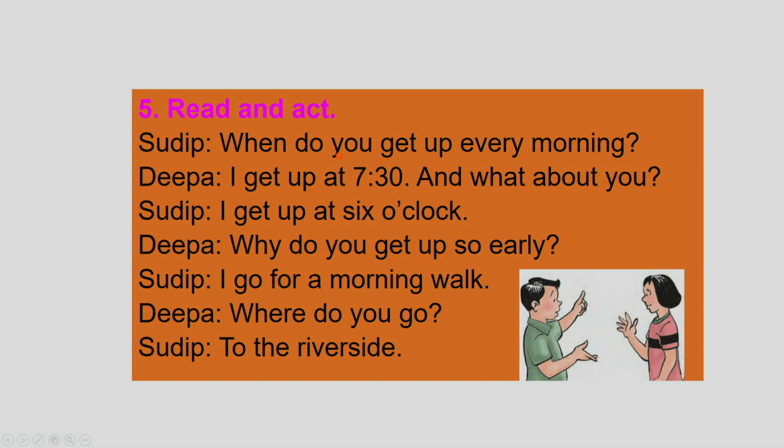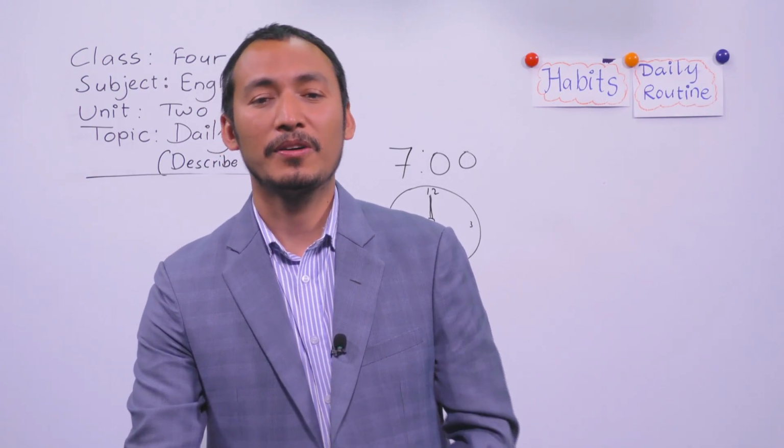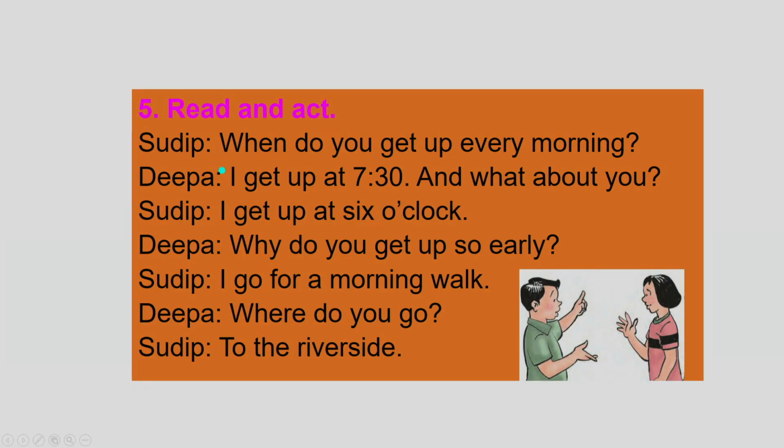You can say, when do you get up every morning? Deepa can say, I get up at 7:30. And what about you? Sudeep says, I get up at 6 o'clock. And Deepa says, why do you get up so early? Sudeep, I go for a morning walk. Deepa, where do you go? To the riverside. Okay, this is how you can have a conversation about daily activities or daily habits, right?